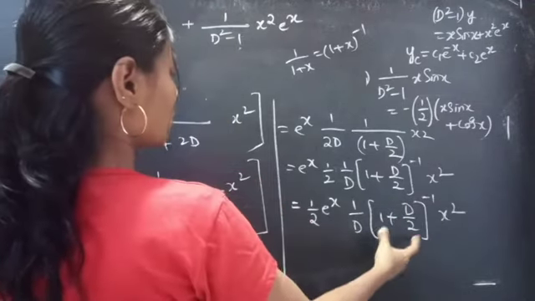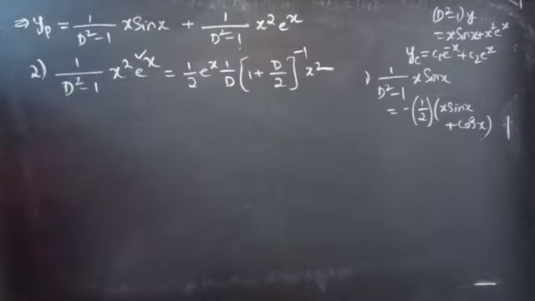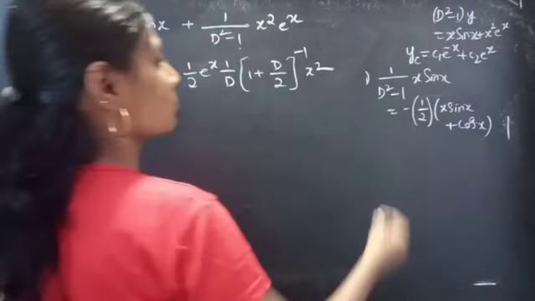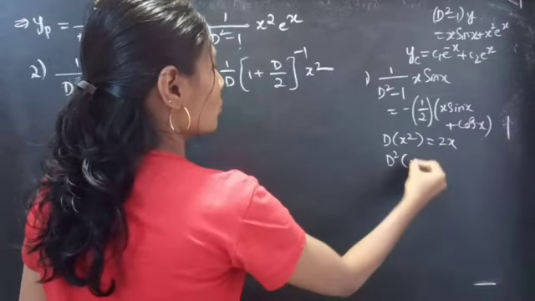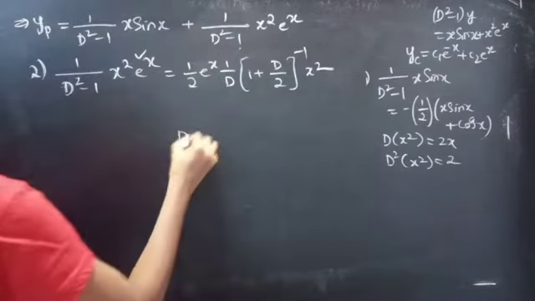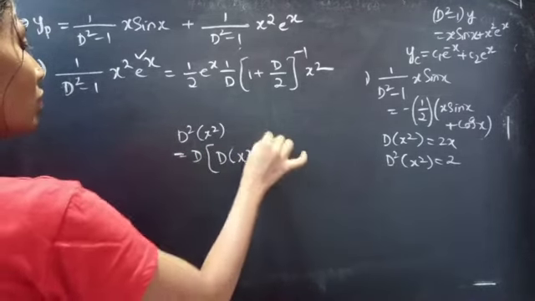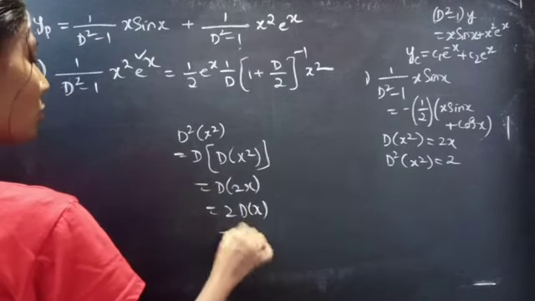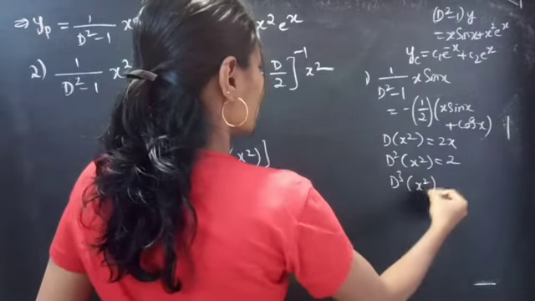Now we'll expand this using the binomial series expansion formula. So before expanding (1 + D/2) whole inverse, let's find derivatives of x². Derivative of x² is 2x, and D² of x² we can write as derivative of D of x². We know the value of derivative of x², which is 2x. Again, we can write this as 2 into derivative of x, and derivative of x is 1. So you'll get 2 into 1 is 2. Right? D³ of x² is 0.